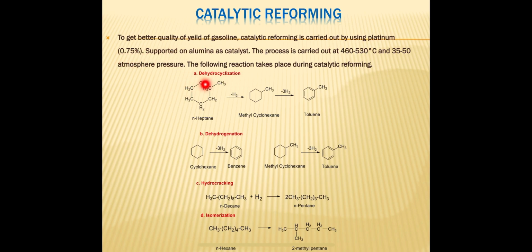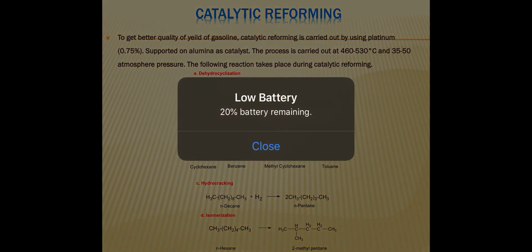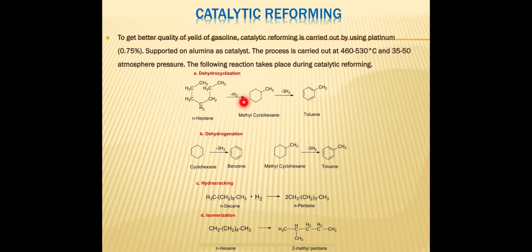So the first one is dehydrocyclization. Here when n-heptane is treated with platinum and alumina as a catalyst under certain experimental conditions, a removal of a hydrogen molecule is going to take place, and when it gets removed, we are going to get methylcyclohexane. Further, if we treat this compound with the same catalyst under certain experimental conditions, three molecules of hydrogen are going to get eliminated to give toluene.